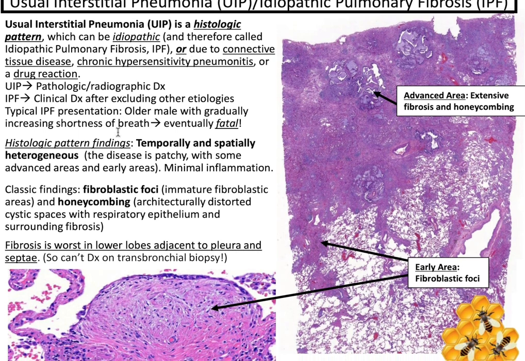Histologic pattern findings include temporally and spatially heterogeneous disease, meaning the disease is patchy. The classic findings are fibroblastic foci, which are immature fibroblastic areas, and honeycombing, which is architecturally distorted cystic spaces with respiratory epithelium and surrounding fibrosis. The fibrosis is worst in the lower lobes adjacent to pleura and septae, so you can't diagnose it on a transbronchial biopsy.